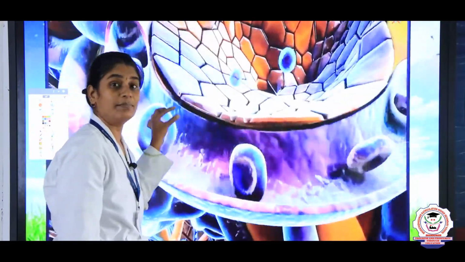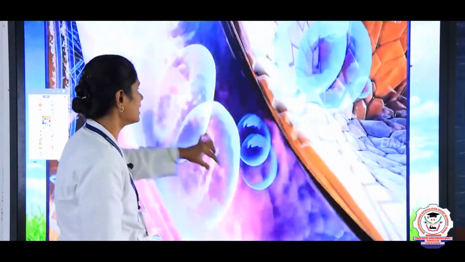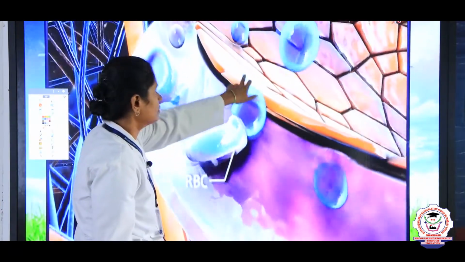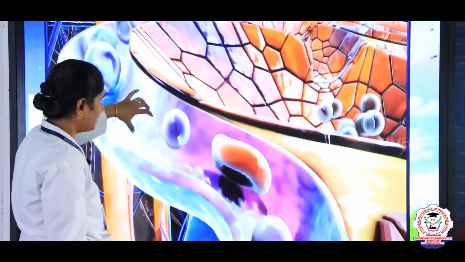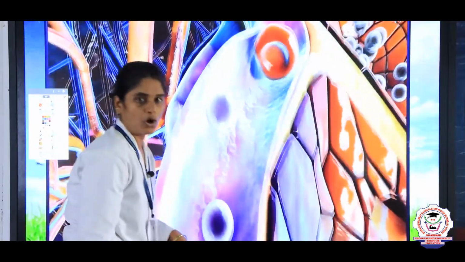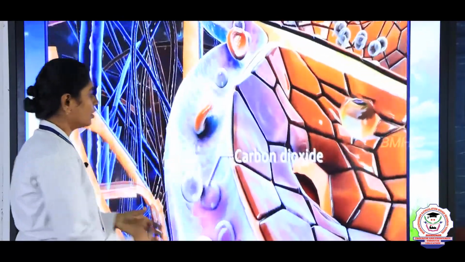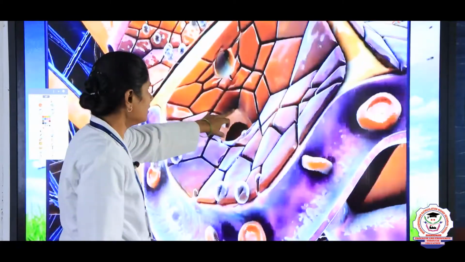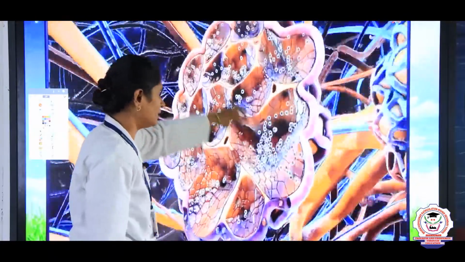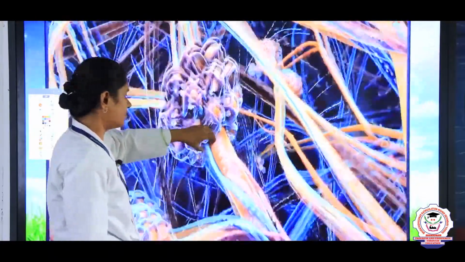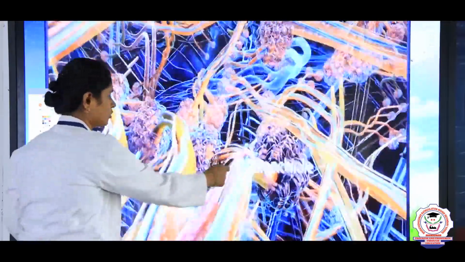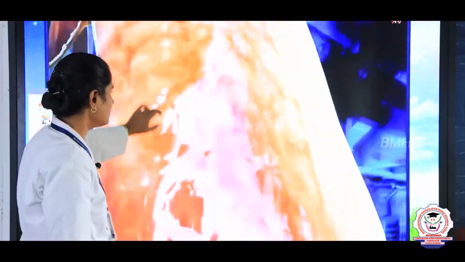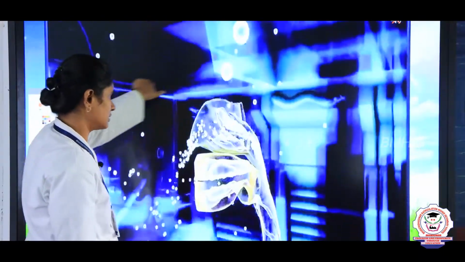The deoxygenated blood from the heart is carried through the blood capillaries, and here no oxygen is present. The oxygen taken in by the alveolus is diffused into the blood capillaries, so the blood is added with oxygen. Also, the carbon dioxide present in the blood capillary diffuses into the alveolus. From the alveoli the carbon dioxide travels through the bronchioles, then through the bronchi, comes out of the lungs, and from the bronchi the carbon dioxide goes out through the nose.